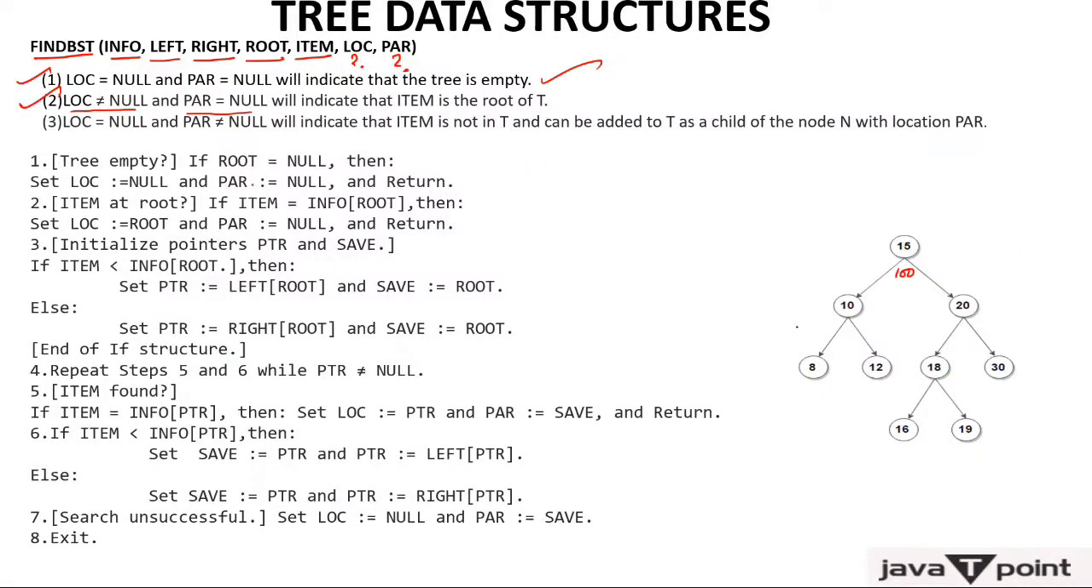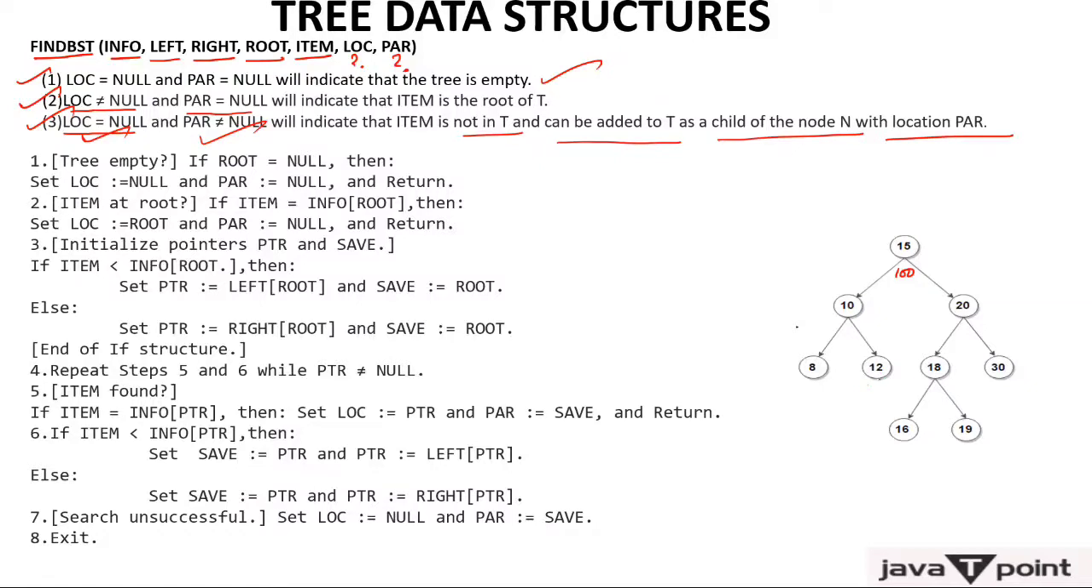Fine. Okay. Now comes the third condition. Location is equal to null and parent is not null. And I have just told you prior to this, location is null. This means the element you are searching for is not in the tree. And parent is not null. This means there will be a parent. We'll indicate that the item is not in the tree, but can be added as a child of N with the location of parent. This is what I told you.